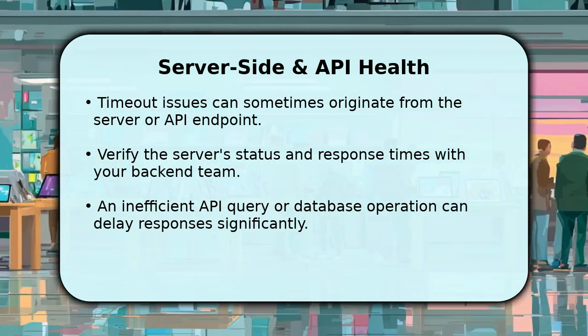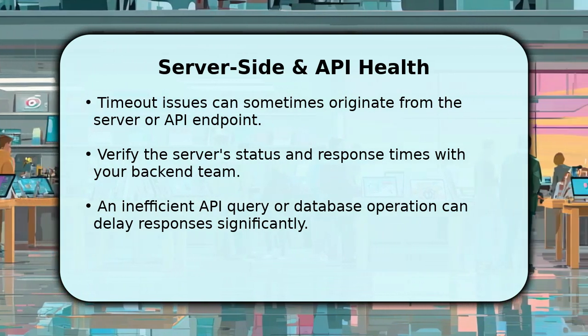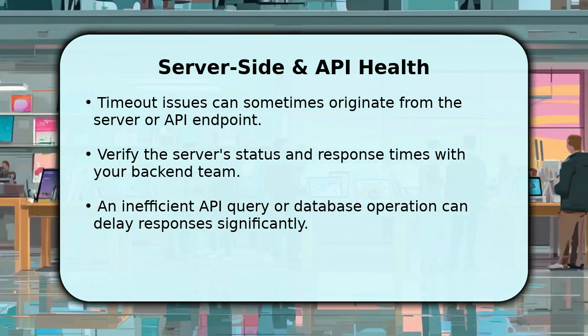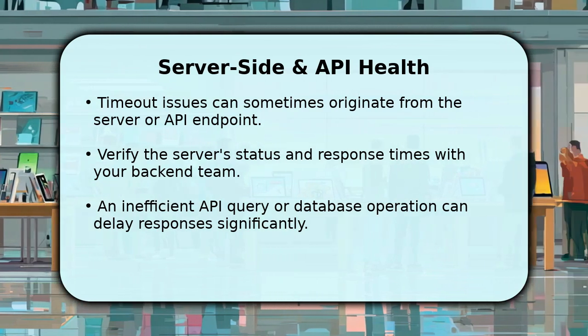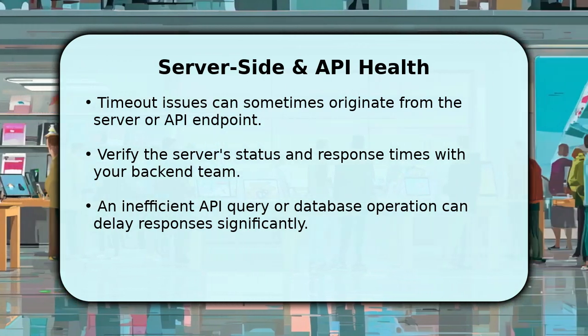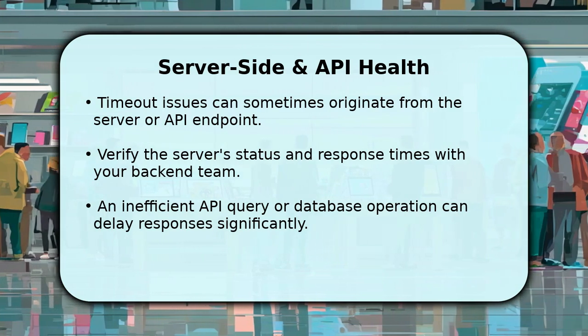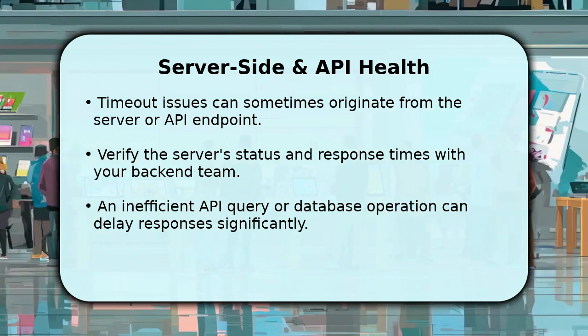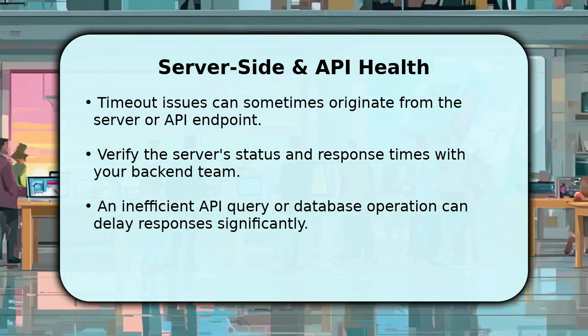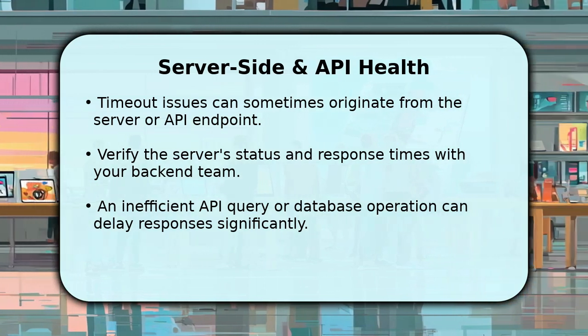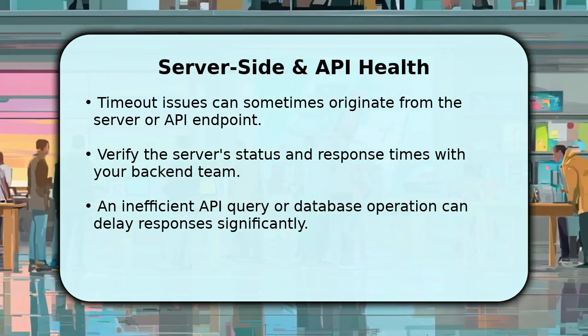It is essential to communicate with your backend developers to check server load, database performance, or recent API changes. A sudden increase in server response time, perhaps from a heavy database query taking over 3 seconds, can easily trigger client-side timeouts. Confirming the API endpoint is fully operational is a vital step.